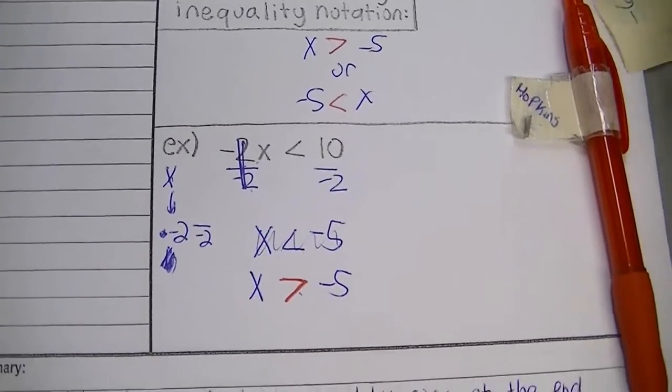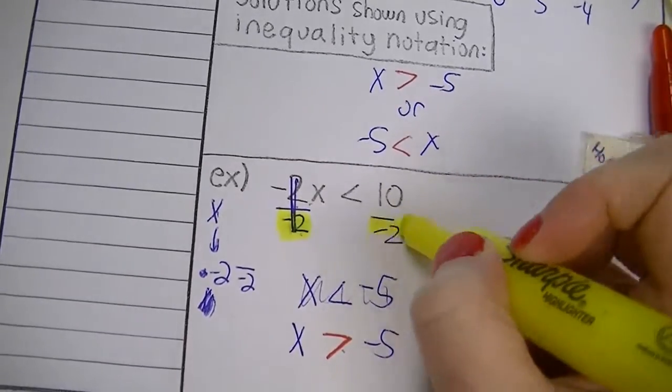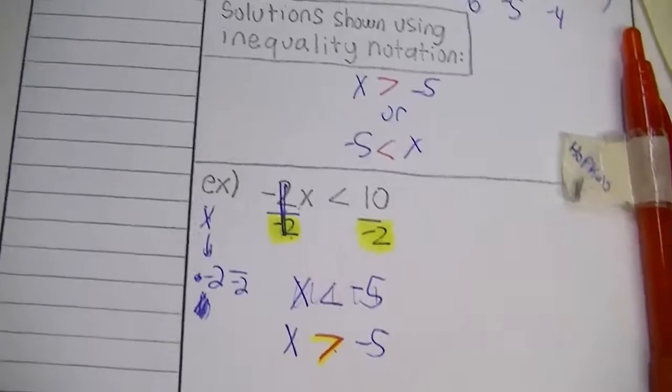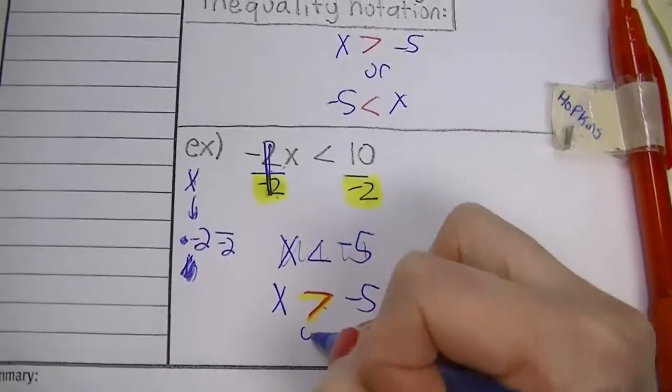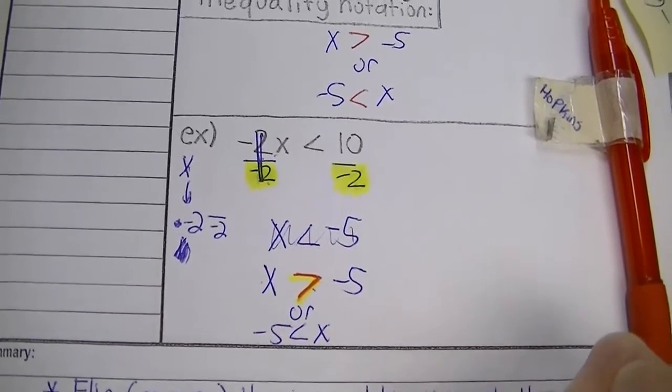All right, so again, whenever you multiply or divide by a negative when solving an inequality, you flip that sign at the end, okay? So do, flip it. And from there, then you just write it the other way. Okay, x was bigger, so x is bigger still.